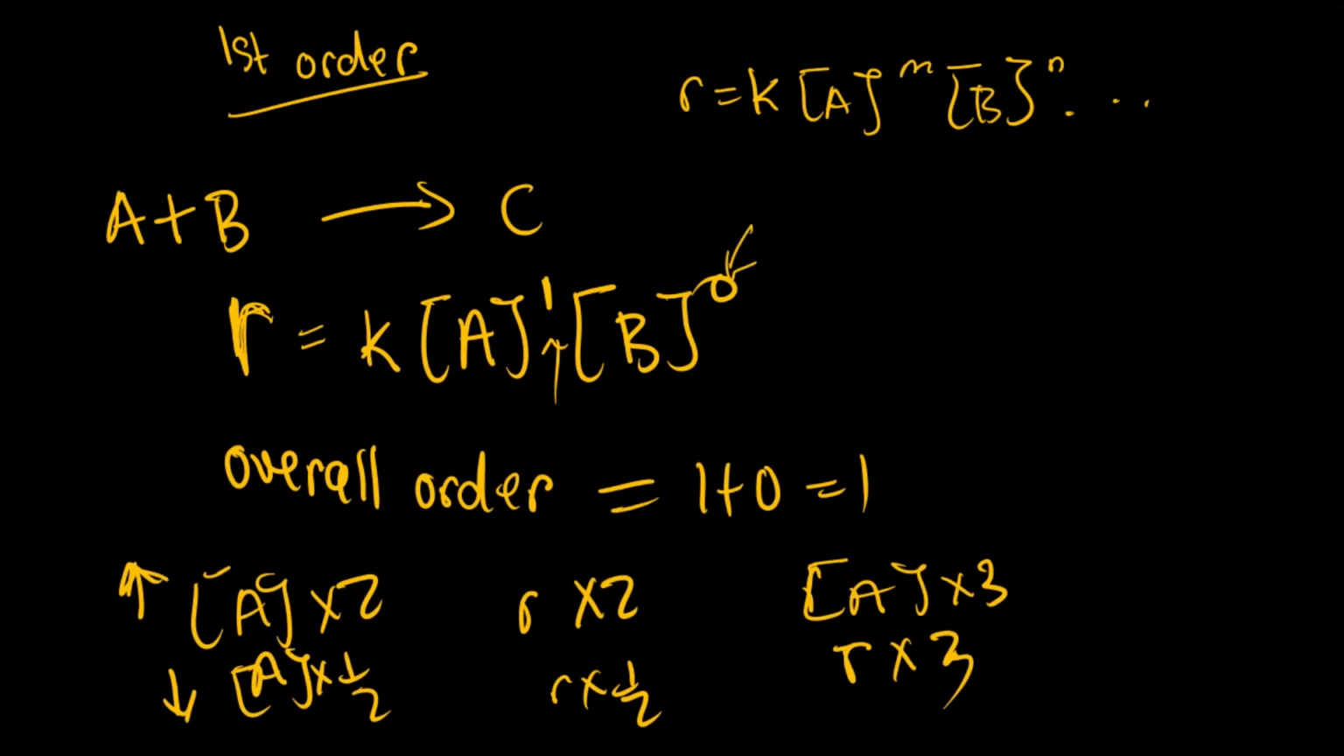Of course, any number raised to the power of 0 is 1. We could simply write the rate law as R equals K concentration of A. Okay, this is the differential rate law for a first order reaction. The next order of reaction we'll be considering is the second order reaction.